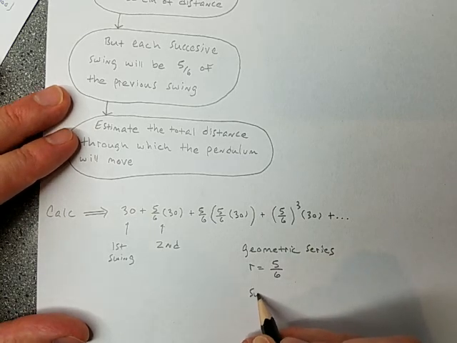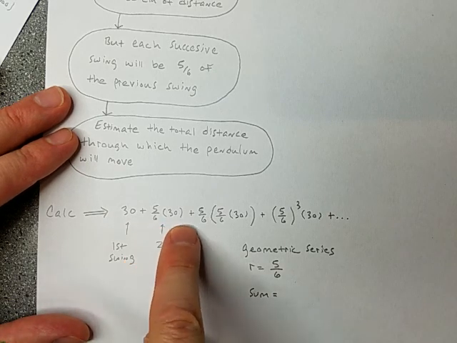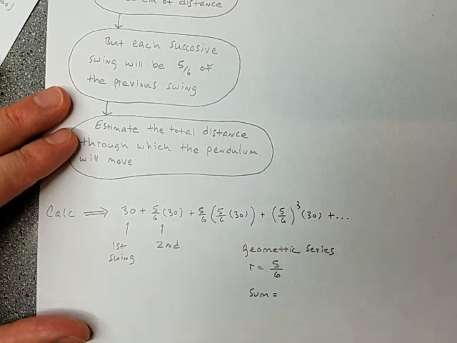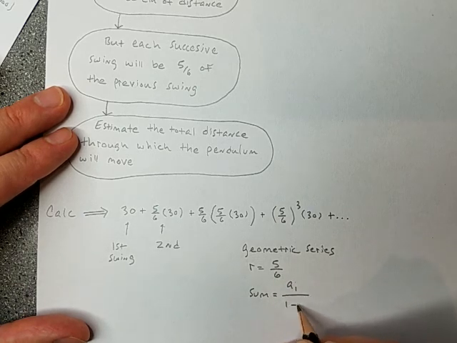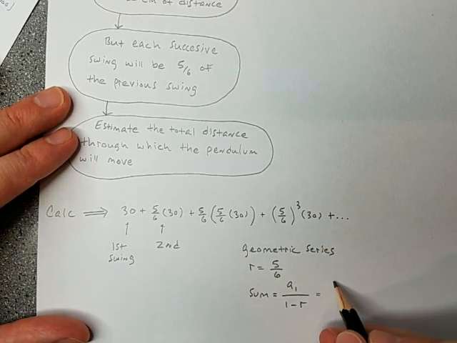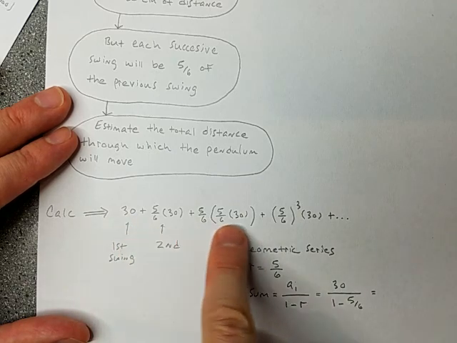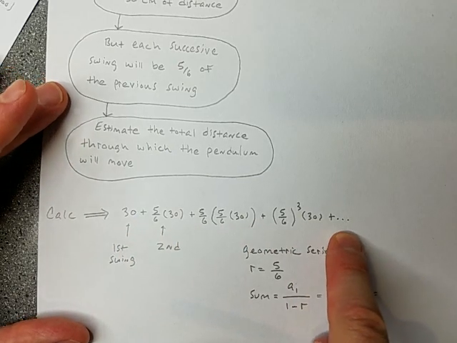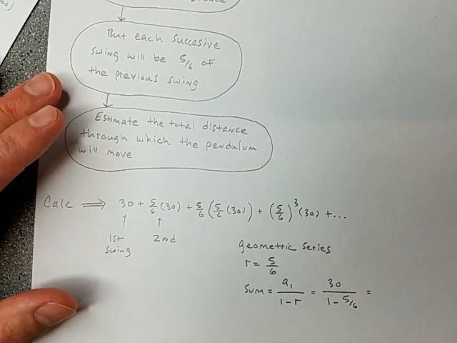So the sum of this series, meaning what's 30 plus 5 over 6 times 30 plus forever, the sum is going to be, what was that formula? a1 over 1 minus r, meaning the first term of the series, which is 30, over 1 minus r, which is 5 over 6. So that will be the grand total, which will provide us with a good estimate of what happens to that pendulum in practice, all right?